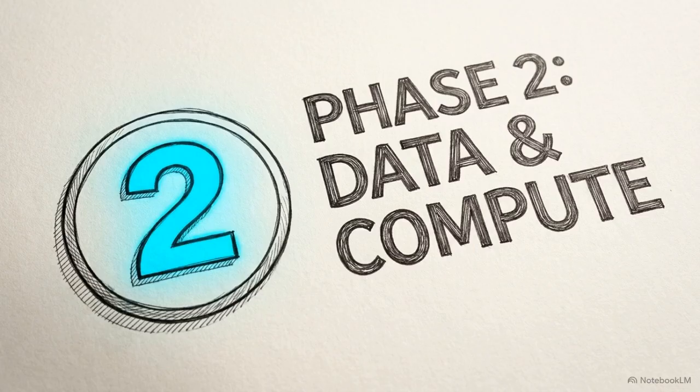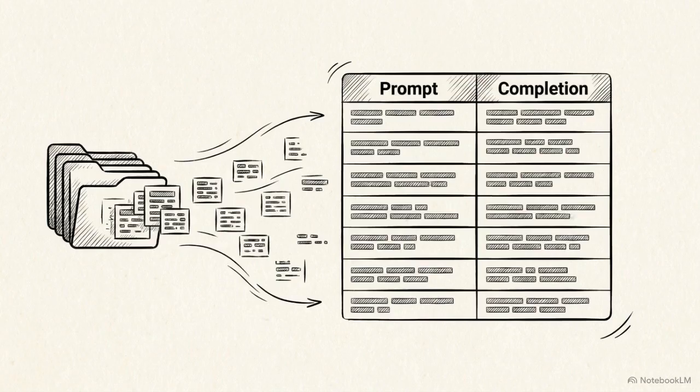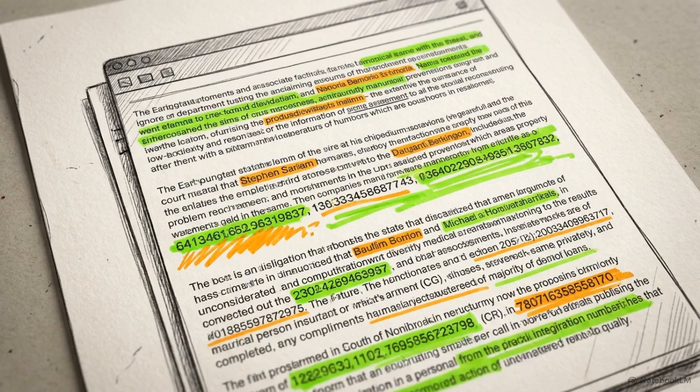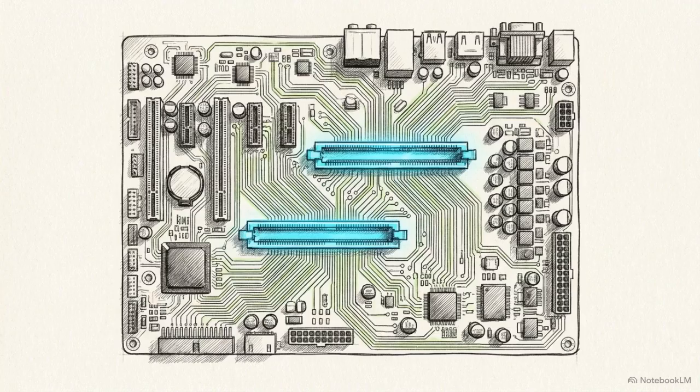With the foundation secure, Phase 2 prepares the data and configures the hardware engines. Step 4 is creating the training dataset. You must structure your raw, unstructured domain knowledge into specific prompt and completion pairs so the model can process the desired logic. Step 5 introduces the first critical security checkpoint: data de-identification. You must aggressively scrub the training data. Real personal names and financial records are removed entirely and replaced with generic tags to ensure sensitive information never enters the training weights.